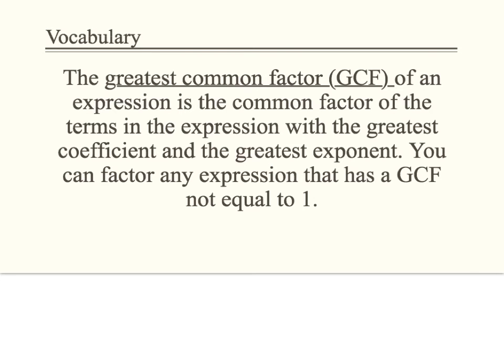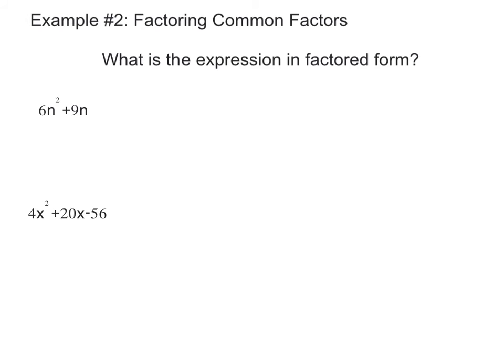So we've already kind of talked about greatest common factor. It says the greatest common factor of an expression is the common factor of the terms in the expression with the greatest coefficient and the greatest exponent. You can factor any expression that has a GCF not equal to 1. So let's take a look. In example 2, it says, what is the expression in factored form? So in other words, we need to find what the greatest common factor is and then factor that out and then rewrite the rest of our expression.